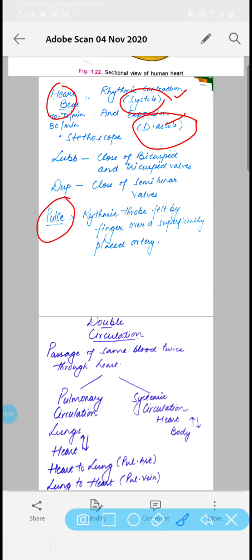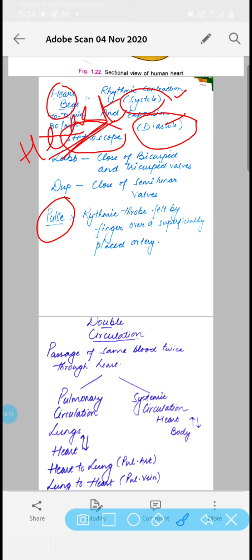And this heartbeat is measured by an instrument that is used by doctors. You are all familiar with this instrument. That is the stethoscope. Clear? The stethoscope is used by doctors to listen to the heartbeat. In females, the heartbeat is approximately 80 per minute, and in males it is 70 to 72 heartbeats per minute. Now there comes the heart sound.